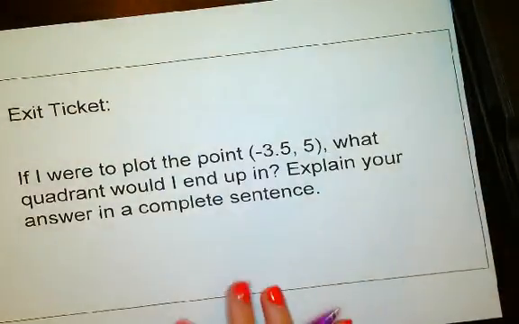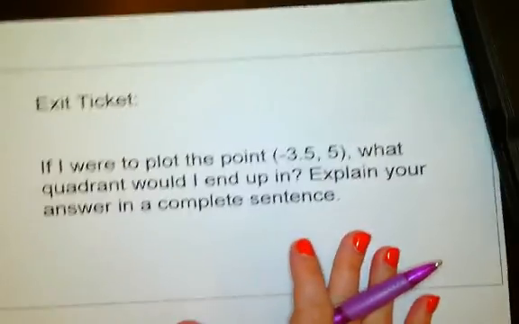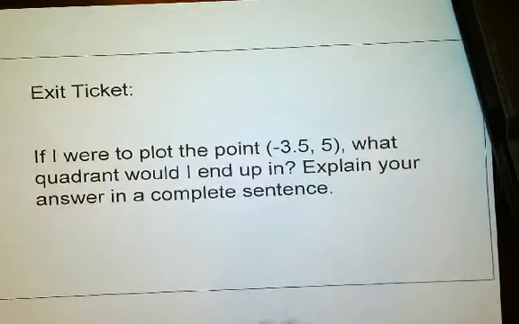The last step would be an exit ticket. I would have them complete this on a sticky note. It says, if I were to plot the point -3 5/10, 5, what quadrant would I end up in? Explain your answer in a complete sentence, and I would have them stick it on the door on the way out of class with their name on it.